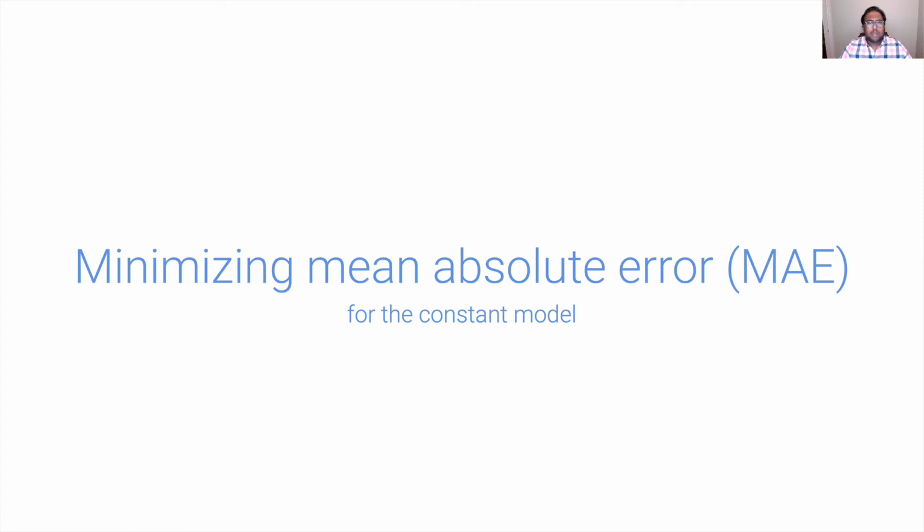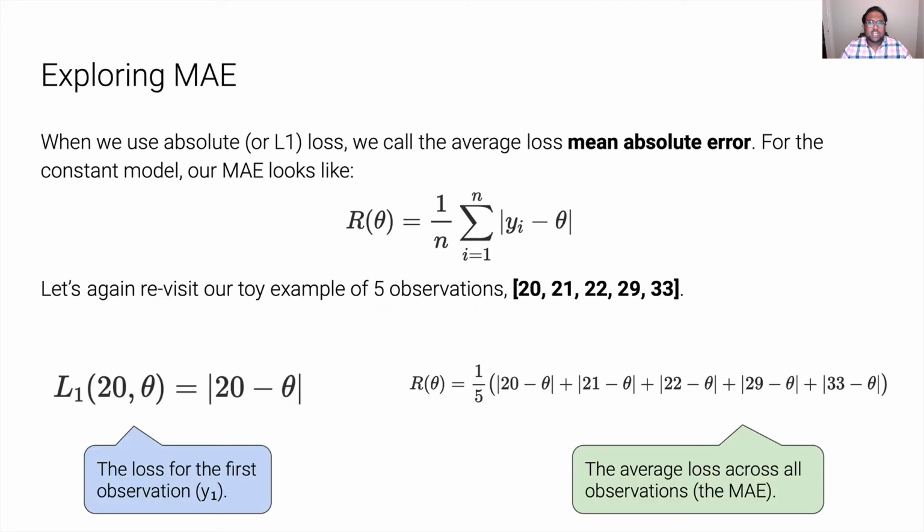Thus far, we've largely focused our efforts on determining the optimal model parameter for the constant model when our loss function is squared loss. What we will now do is change our loss function to be absolute loss and now try and determine what the optimal model parameter is in this case.